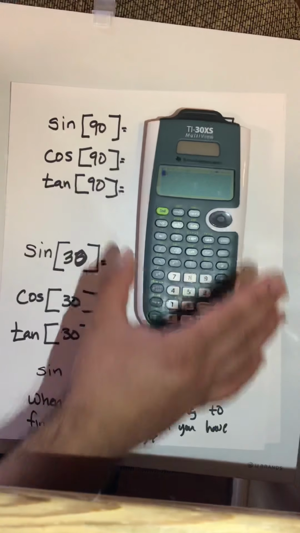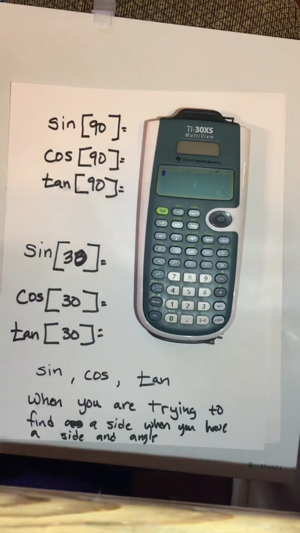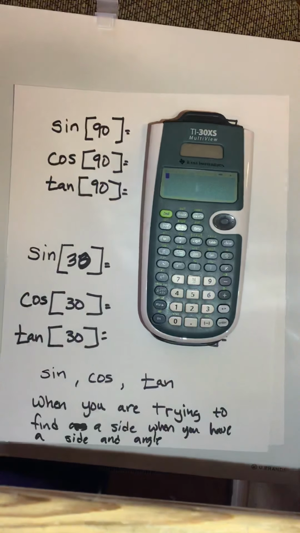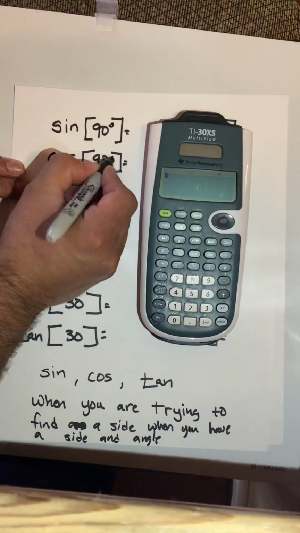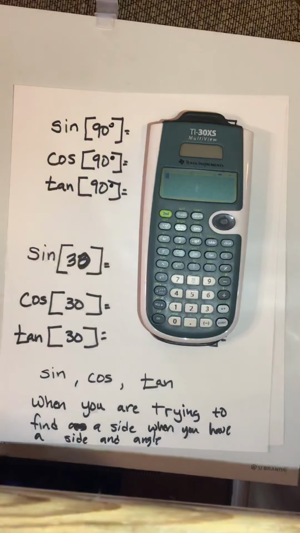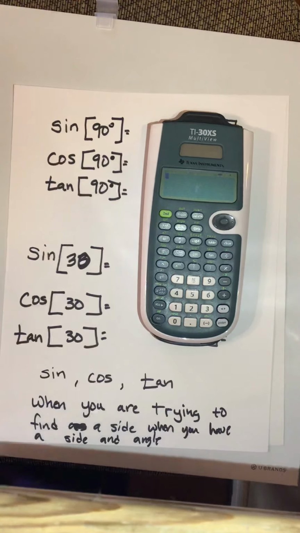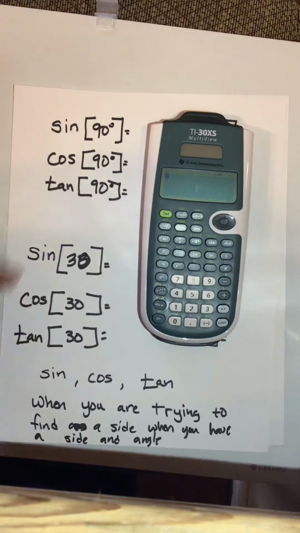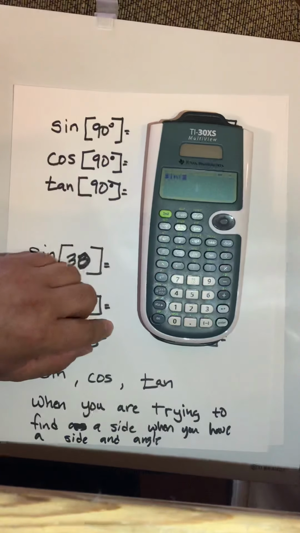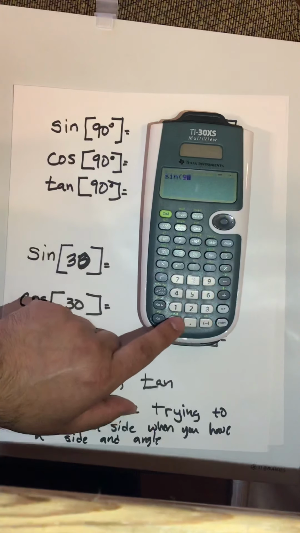Let's start with the first one. This is saying the sine of 90 degrees, cosine and tangent, right? I know for sure this is going to be in your homework. They're asking what is the value of this angle using this trig function? So I have the sine of 90 degrees, which means I'm going to do sine 90 degrees.